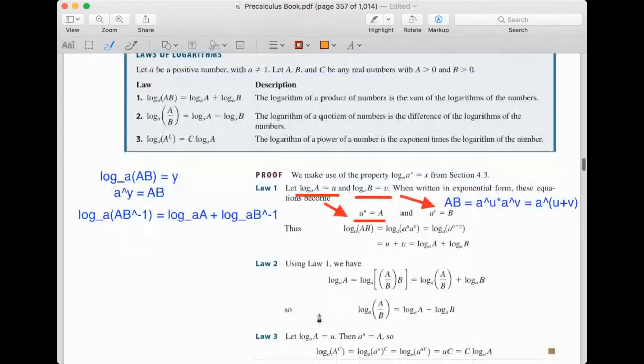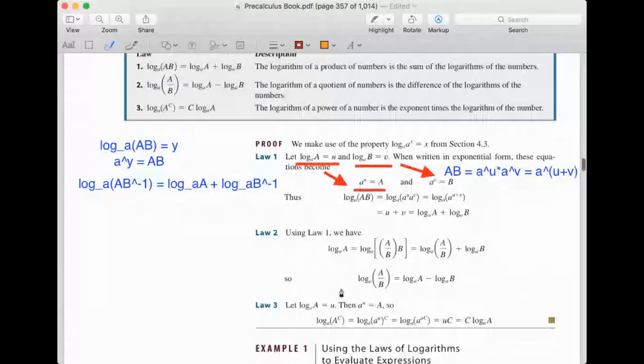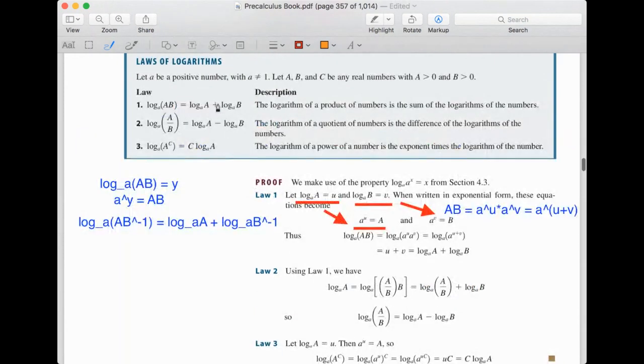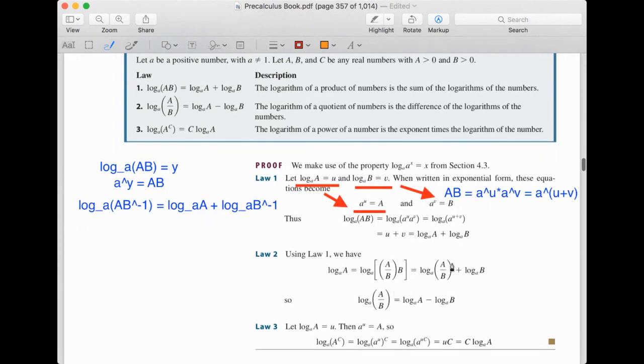Okay, so log AA, we can write that this way. Log A divided by B times B, right? Basically A times 1. This 1 is B divided by B. Something divided by itself is always 1. So then we can use the first property, right? If we have multiplication, we split into 2 logs. So we split this into 2 logs. So we have log A divided by B plus log AB.